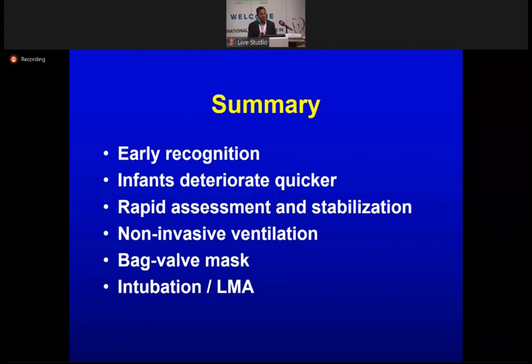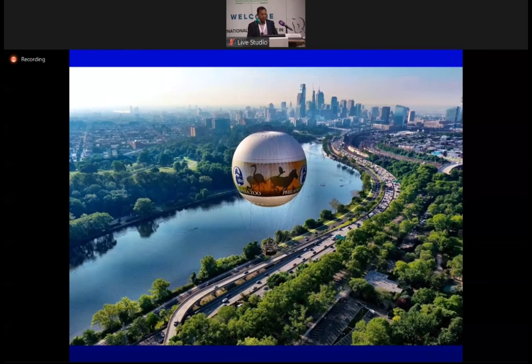Rapid assessment and stabilization, consider use of non-invasive ventilation, and then if that is not successful, then going on to bag valve mask, intubation, or LMA. Thank you.